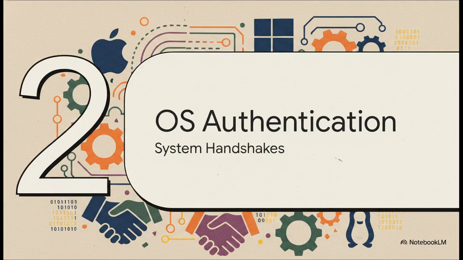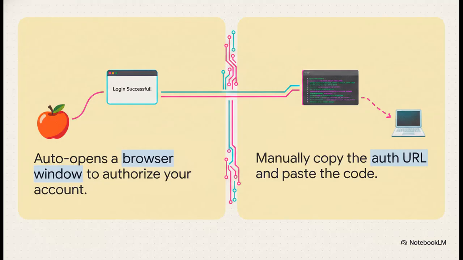Moving right along to Section 2, OS-specific authentication. Now, what's really interesting here, and you'll want to pay attention to this so you don't get stuck, is that the authentication handshake happens a bit differently depending on your system. If you're on a Mac or a native OS environment, typing claude is automatically going to pop open a browser window. You just click Authorize, and boom, you're connected to your Anthropic account.